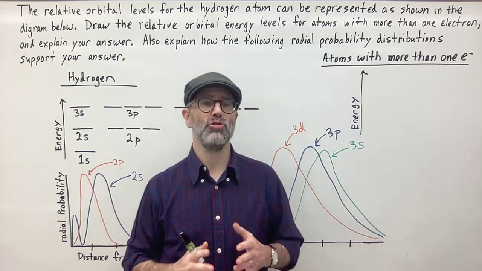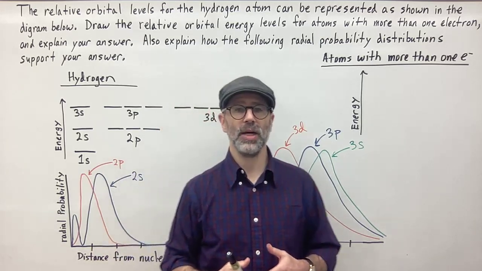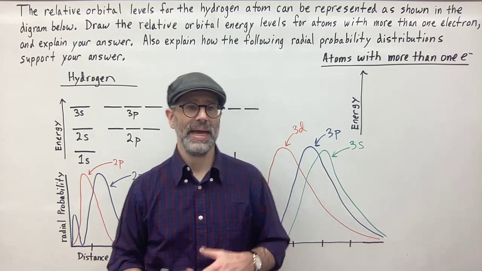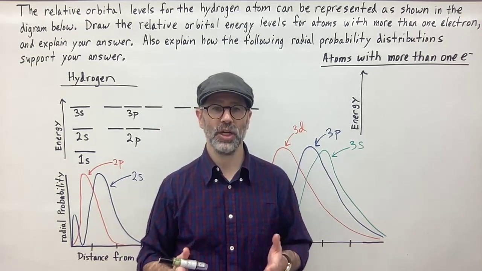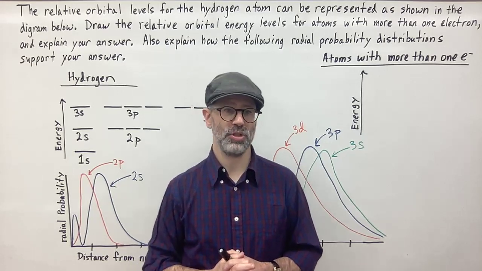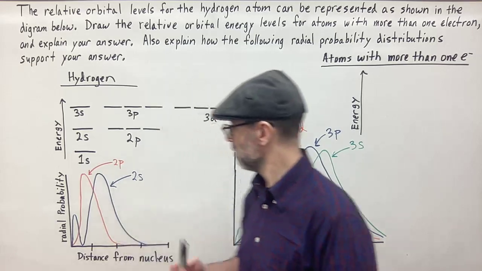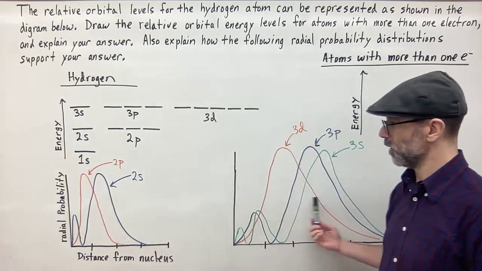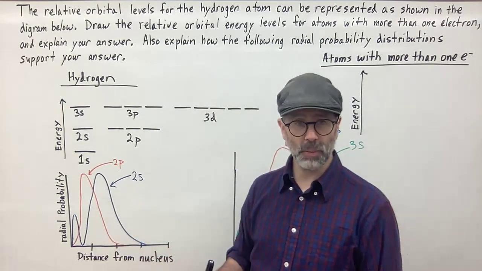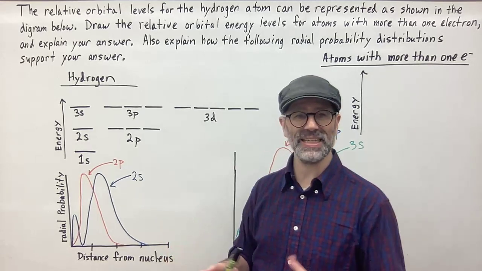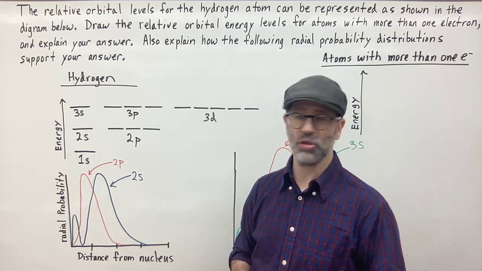It asks us to draw the relative orbital energy levels for atoms with more than one electron and explain your answer. Also, explain how the following radial probability distributions support your answer. And what are these radial probability distributions? That's these right here. So what they're showing you is the radial probability of finding an electron at some distance from the nucleus.